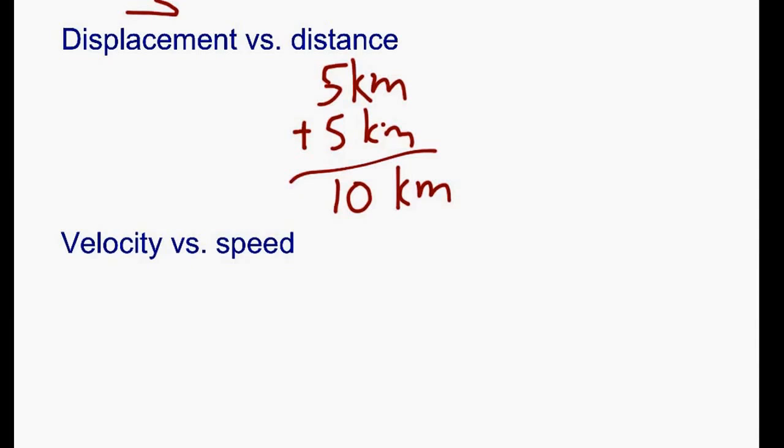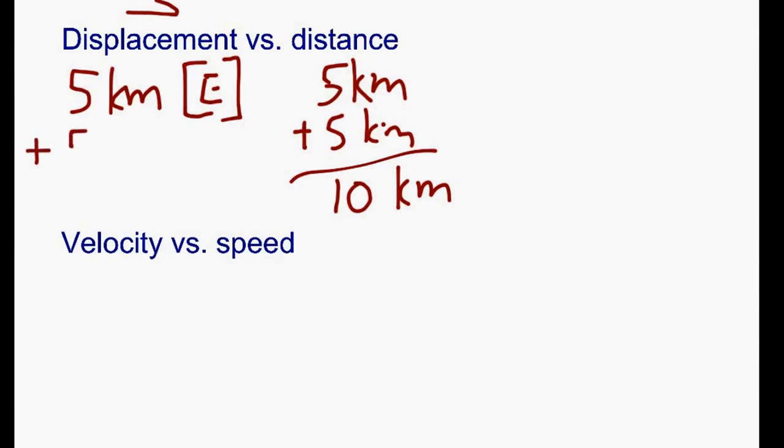Displacement would be a little bit different, because let's say you went your 5 kilometers to school, and suppose you traveled east to school. We'll write that in square brackets. So you went 5 kilometers [east]. Then at the end of the day, you turn around and go back to your house, so you went 5 kilometers [west]. Now when we add those up, what happens? Well, 5 kilometers east, we can think of as being a positive.